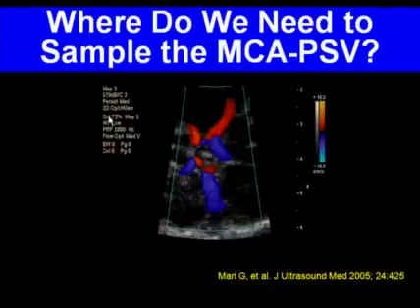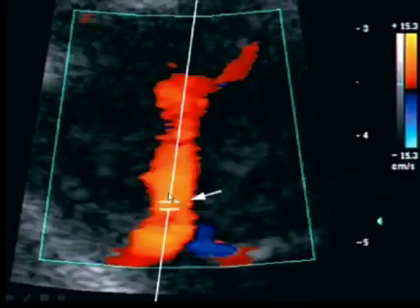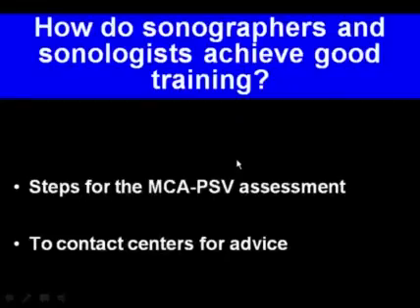Where do we need to sample the middle cerebral artery peak systolic velocity? And we have learned that by sampling the middle cerebral artery peak systolic velocity soon after its origin from the carotid, there is the lowest intra- and inter-observer error. How do sonographers and sonologists achieve a good training? Well, first of all, sonographers and sonologists should become familiar with the steps for the middle cerebral artery peak systolic velocity assessment, and at least at the beginning they should contact centers for advice, of course centers with experience.